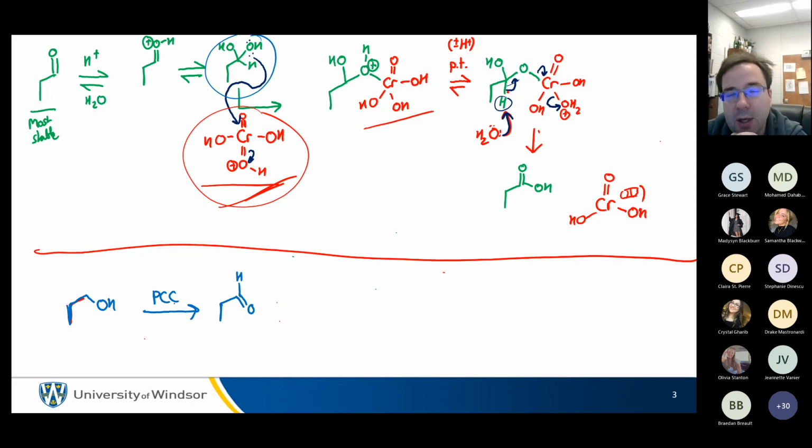And because you can't make the hydrate, you can't trap a second equivalent of the chromium. And so you can't oxidize to the acid. So PCC is the same thing, except no water, so no hydrate. And instead of oxygens leaving chromium, it's chlorines leaving chromium, but it's all the same.